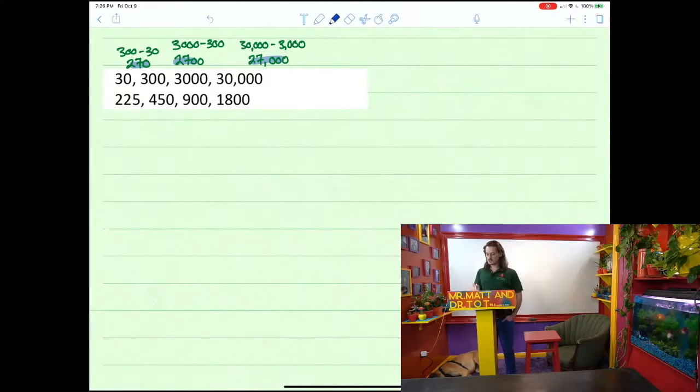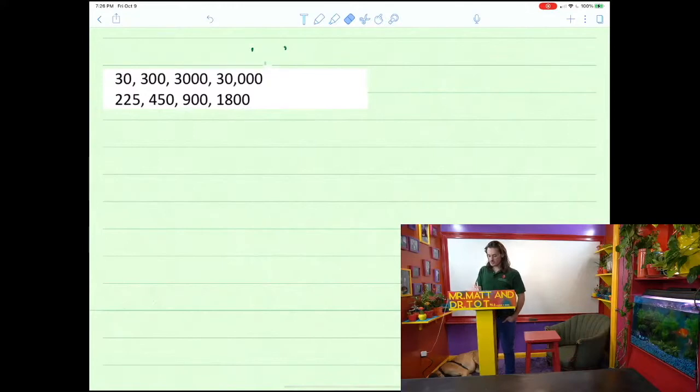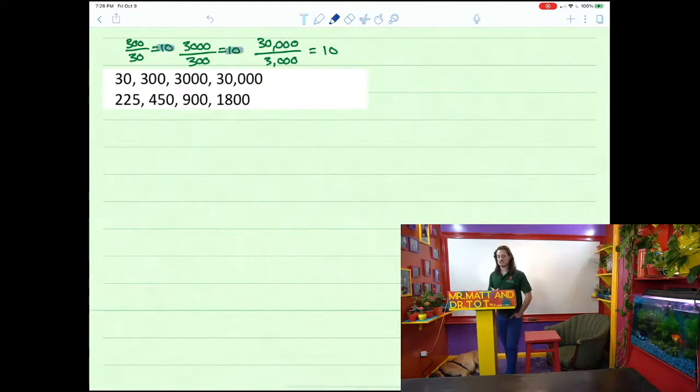So let's check if they're in some type of ratio. So instead of subtracting the values, we can divide the values. Notice that 300 over 30 is 10. 3,000 over 300 is 10. 30,000 over 3,000 is 10. Now we have a common multiple that's being applied to each term in order to obtain the consecutive term. So we can apply that rule to find the next three terms.